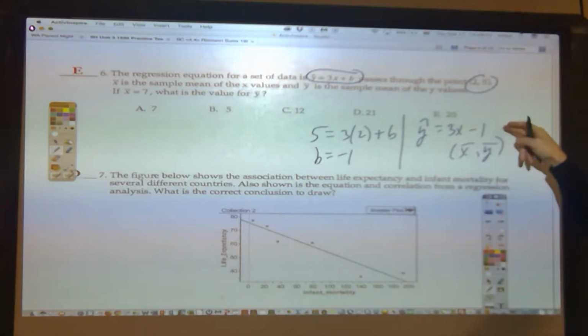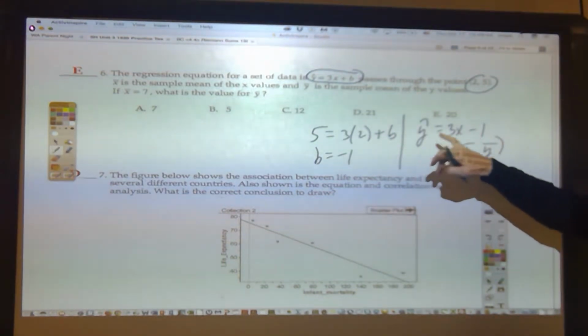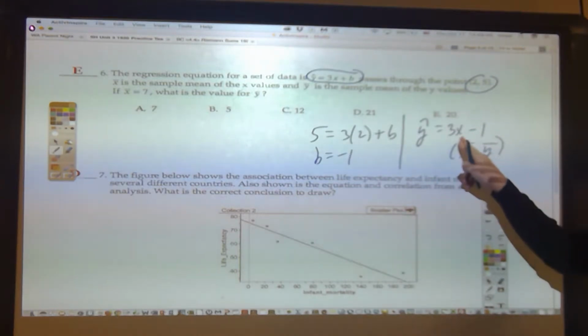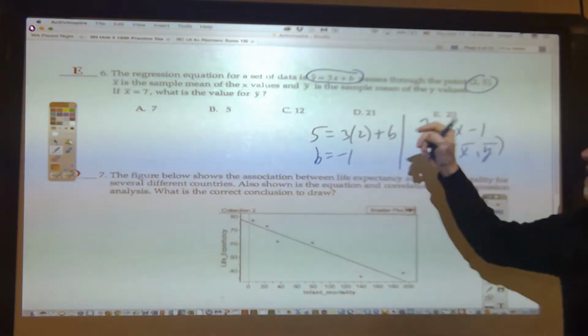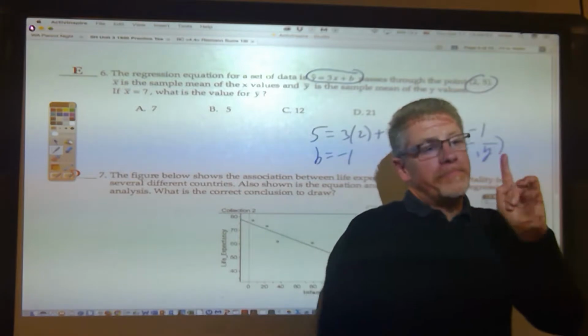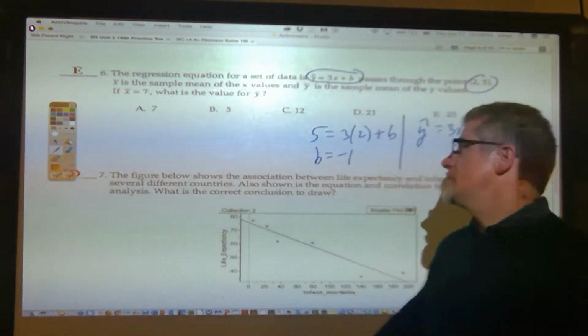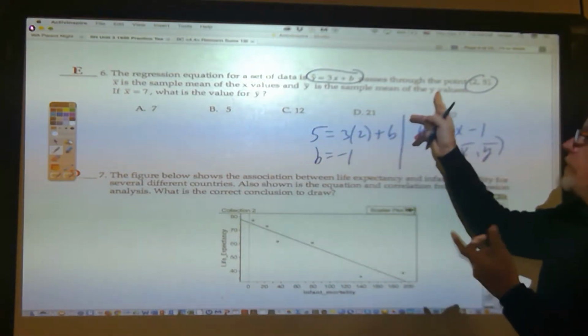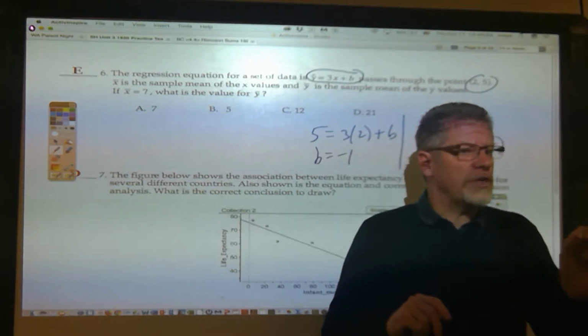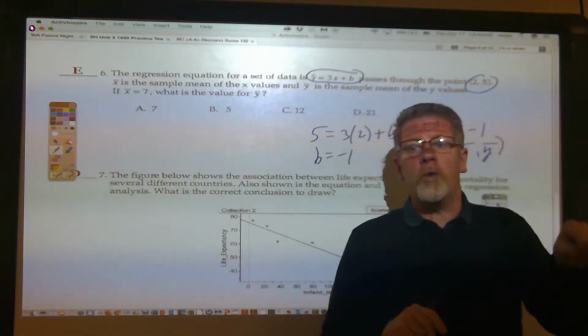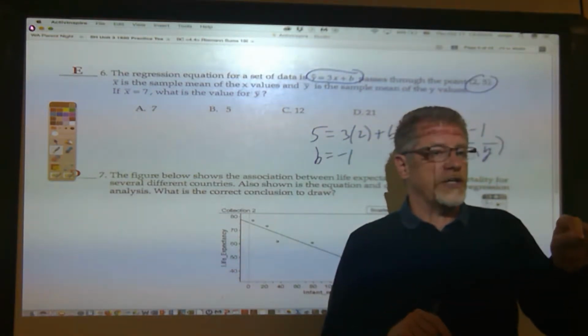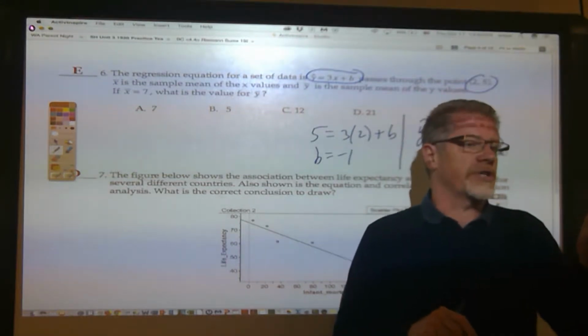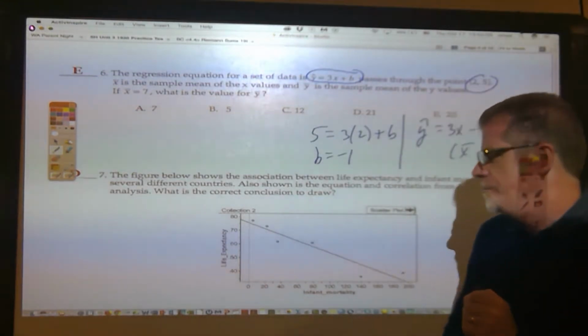So once you find B0 is -1, then you can answer the question about finding Y hat when X bar is 7. Just replace X with 7, because this problem is basically checking to see, do you know that the point X bar, Y bar is always on the line of best fit, also called the least squares regression line? That's what they're checking for.